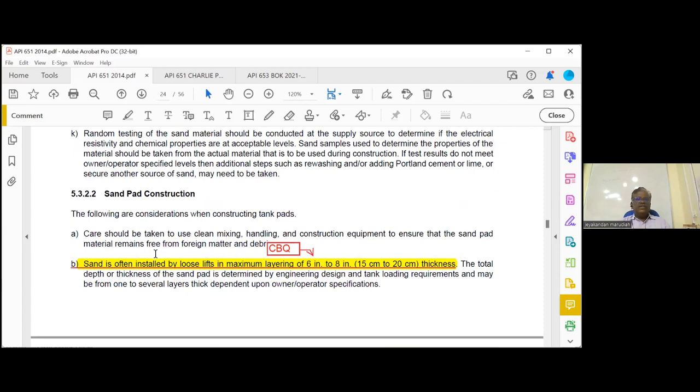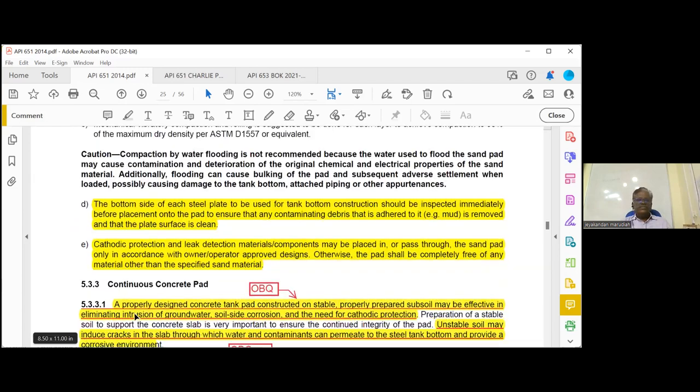Then sand pad construction 5.3.2.2. This is important, closed book question. Sand is often installed by loose lift, maximum 6 to 8 inch thickness. What should be the sand pad thickness? Minimum 6 to 8 inch thickness you have to use when you are making the sand pad. Then please go to the next one, concrete pad.